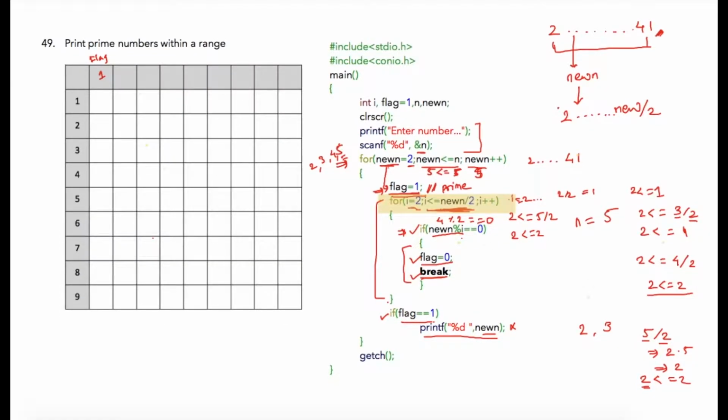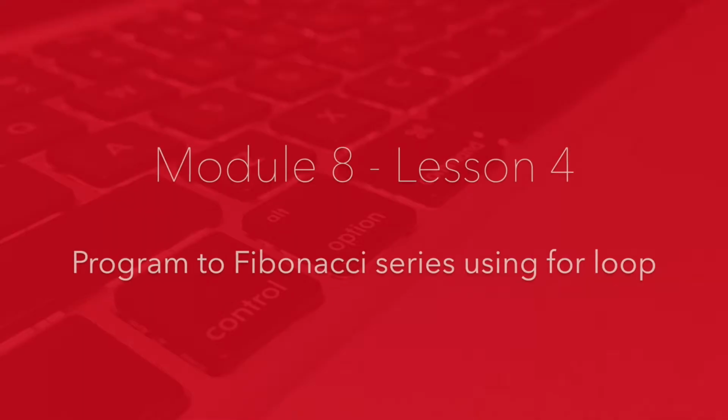After that, i will be incremented to 3, so this condition will be false because 3 less than or equal to new n divided by 2, that is 2, is false, hence this for loop will be skipped. Finally, new n will be incremented to 6, and because the condition will be checked as 6 less than or equal to 5, which is a false condition, this for loop will also get completed, and after that your program will end.